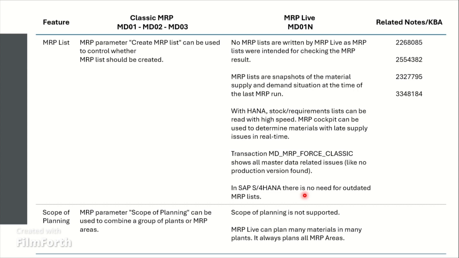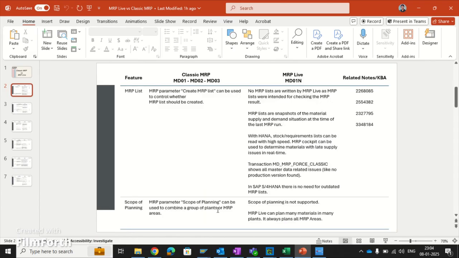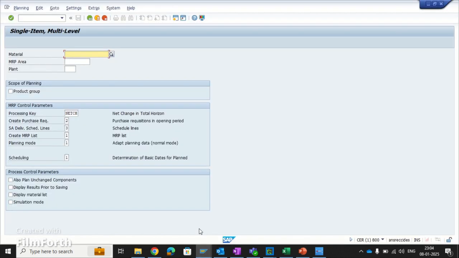Now let's take a look in the SAP system where this MRP list feature is actually available. So let me go to the SAP system. This particular screen, in the default or signature theme of SAP, is the ECC system where I'm showing you the transaction MD02, the single item multi-level. Here we do have the MRP list executed after the MRP run.